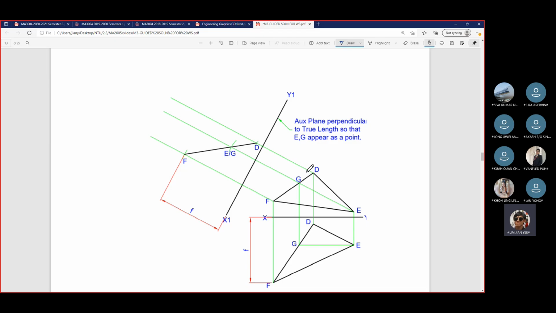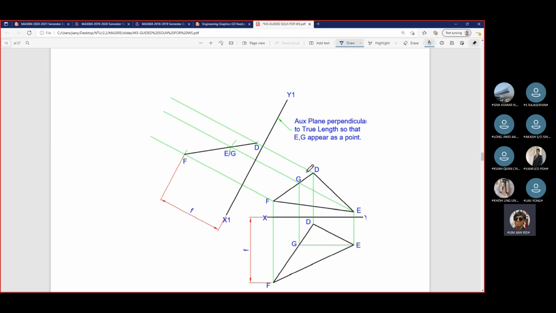If you can't really visualize it, try cutting a piece of A4 paper into a triangle and play around with it. It might be easier to visualize, because this is a very abstract topic.